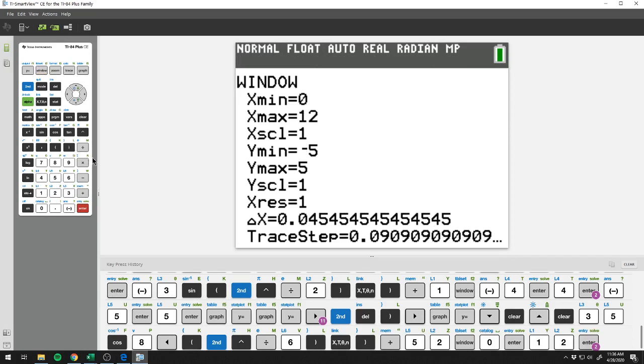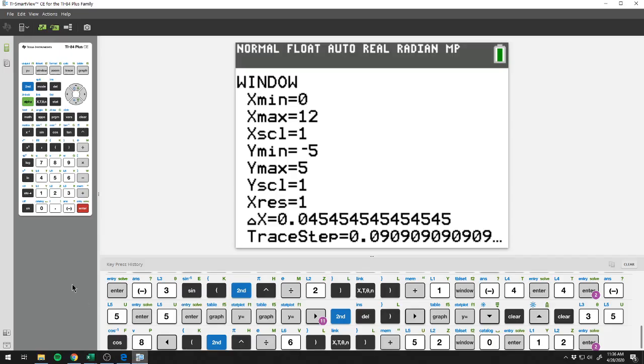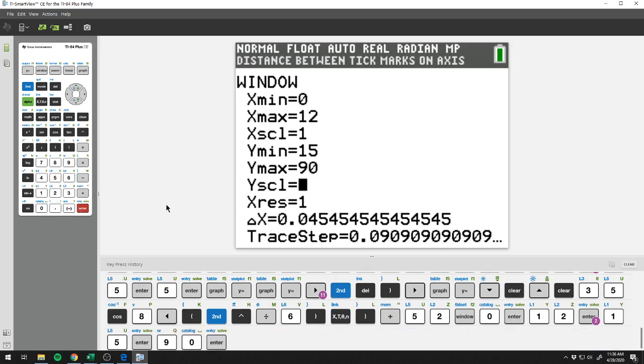Scale of one's fine. I'm not going to worry too much about that. And then the y value is what's more important, so we can see it. We saw that it should go between 17 and 87, so maybe doing from 15 to 90, just to make sure it's all there. And since this is a pretty large number, I would change my x scale to like 5 or something. That's not too many hash marks.